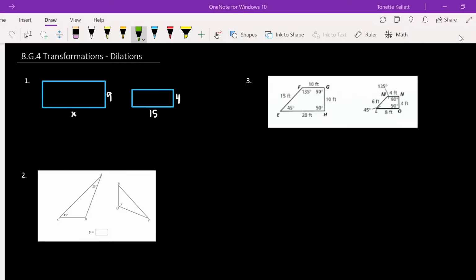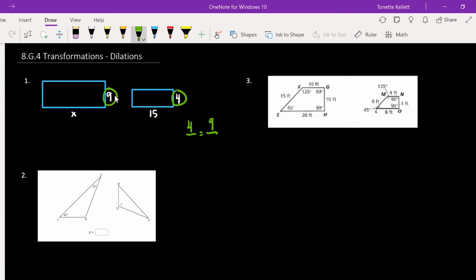This is 8G4, transformations, specifically dilations. So we're looking at dilations today. To solve, we need to set up a proportion, first of all. So you want to make the sides match. So this 9 matches this 4. I'm going to put the small number on top. That 9 matches that 4.